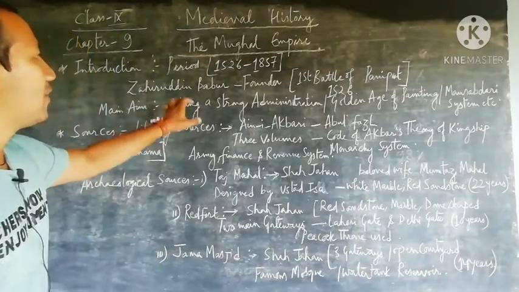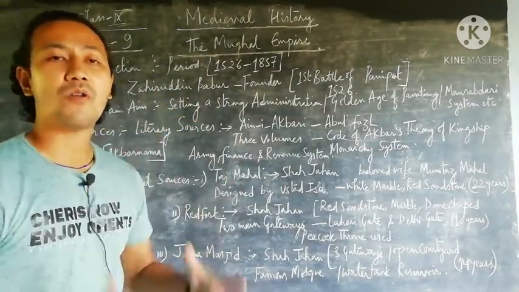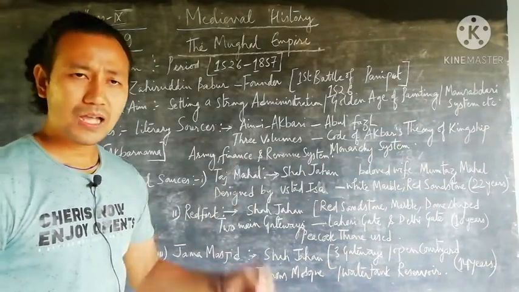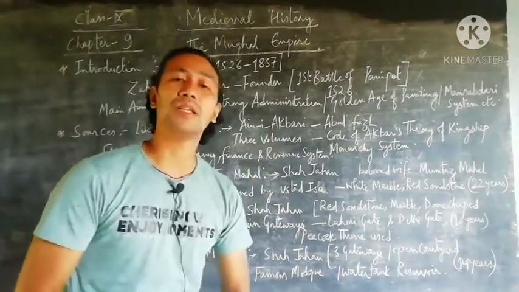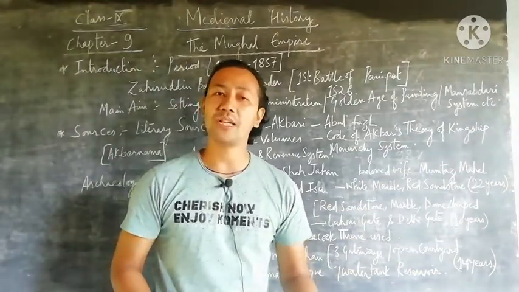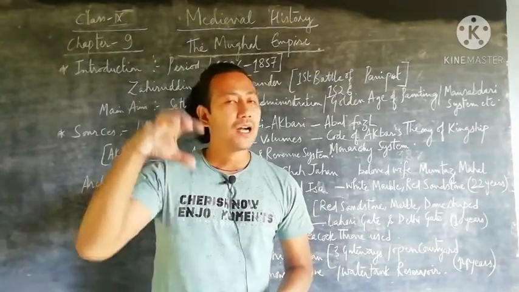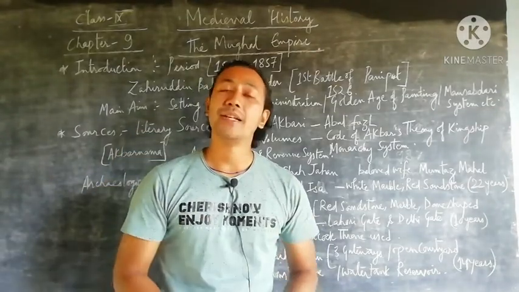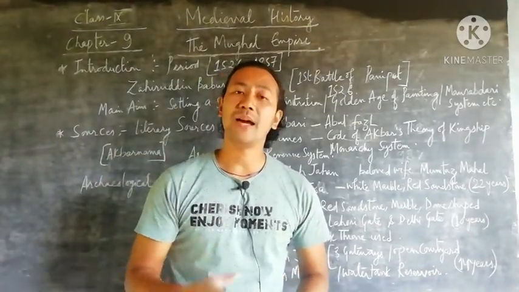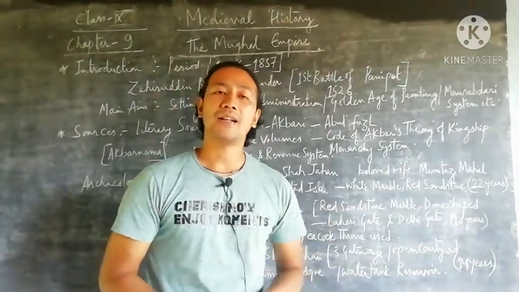So if we talk about the foundation, we see how Babur founded this great empire after the first battle of Panipat in the year 1526, after defeating Ibrahim Lodi, who was also one of the kings of the Lodi dynasty under the Delhi Sultanate. And Babur was invited by two leaders during that time, Daulat Khan and Rana Sanga.